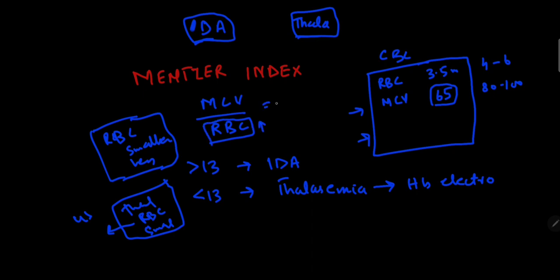So if it is more, the Mentzer Index will be less, because there is an inverse relationship. So that's why less than 13 would be thalassemia. And if you get an iron deficiency anemia, usually this is less, right? So if it is less, Mentzer Index will be more. So that's why in iron deficiency anemia you get a higher Mentzer Index. So remember this formula, and I hope this was helpful.